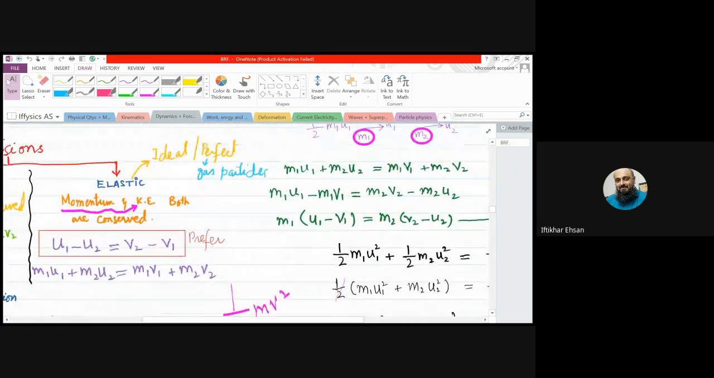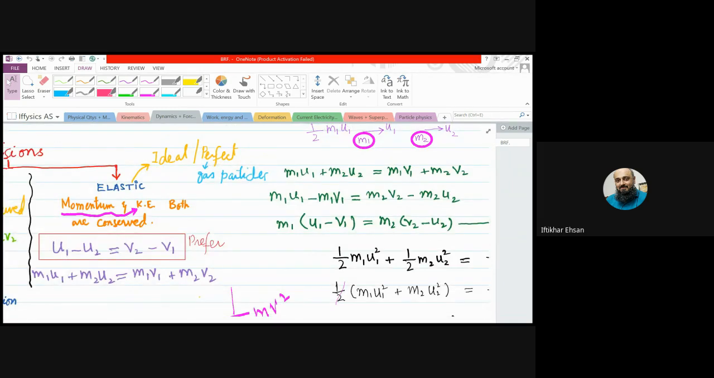First of all, what is the definition of elastic collision? It is such a collision in which both momentum and kinetic energy are conserved. Such a collision in which both momentum and kinetic energy are conserved. Have you written it down, beta?